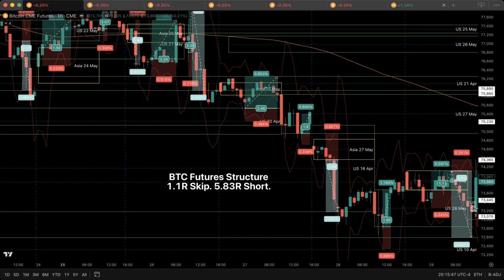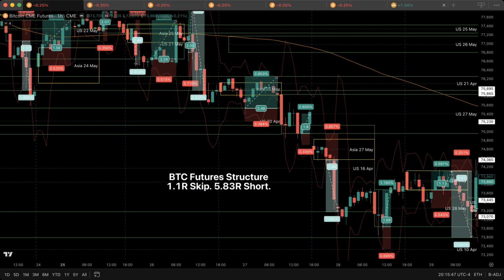Now the short appears. Short entry line: May 28th Asia session upper boundary. Stop loss line: May 27th Asia session lower boundary. Take profit line: May 28th Asia session lower boundary. First trailing target: May 28th US session midpoint. Second trailing target: May 28th US session lower boundary. Third trailing target: April 10th US session upper boundary.